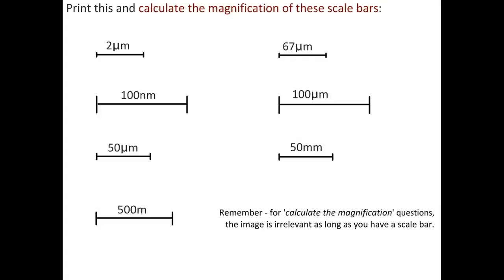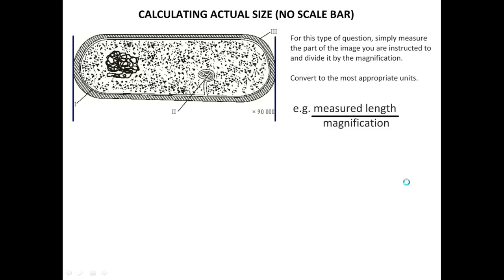So let's say we look at this one up here, 2 micrometers. If the scale tells me that the distance from this line to this line is 2 micrometers, and I use a ruler and actually measure the distance from this line to this line, I know the drawing size, this is the actual size, and if I divide drawing by actual, I'll find how many times it's magnified. Okay? So you can practice that if you like.